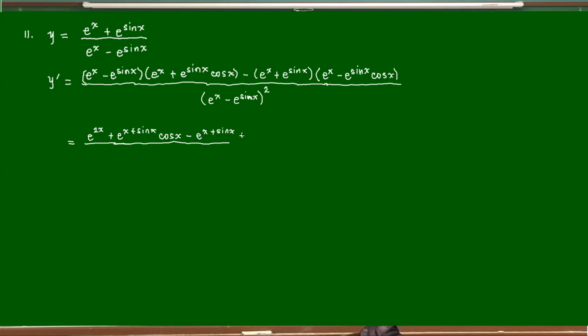Then plus or minus? Minus, I think. Minus e to the 2 sine x. Sine x plus sine x, 2 sine x. No? Cosine x here. Okay?